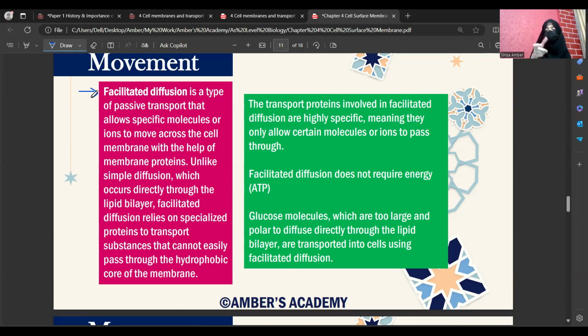So the proteins provide a pathway, and with that pathway, those molecules are able to pass through. And this does not require energy. Molecules which are slightly big and polar in nature are allowed to pass via channel proteins. So in facilitated diffusion, channel proteins play their part in allowing bigger and polar molecules to pass through the cell surface membrane.